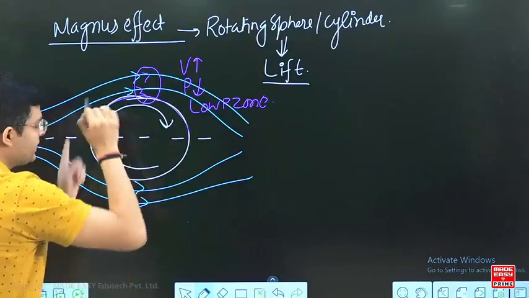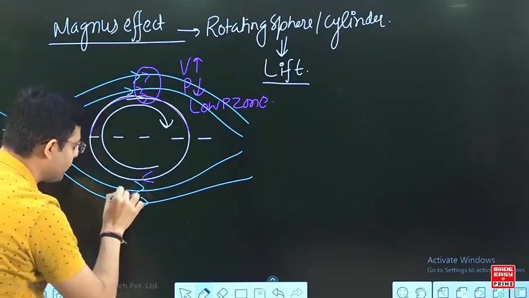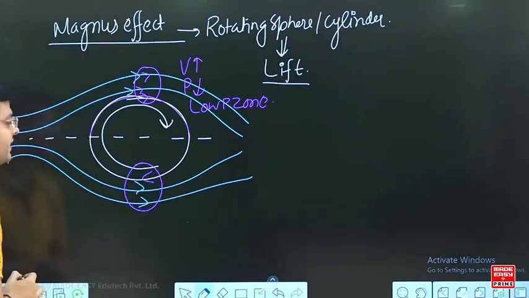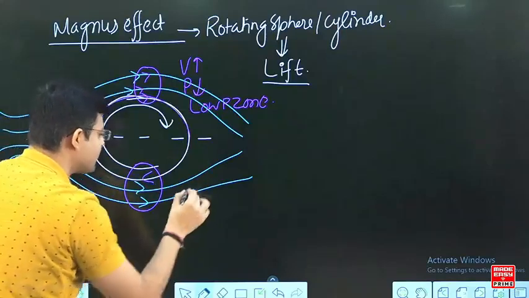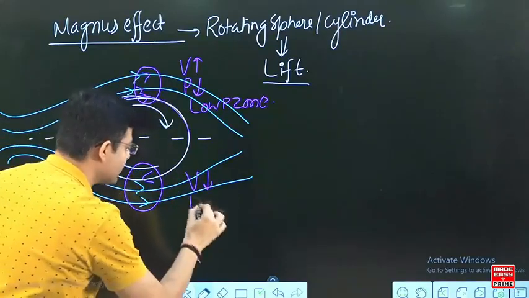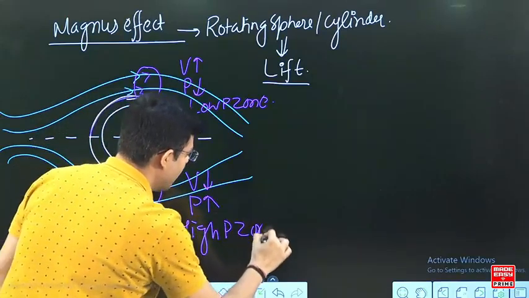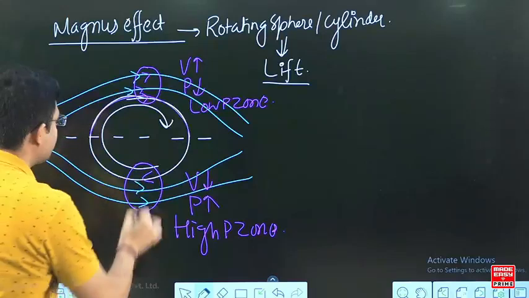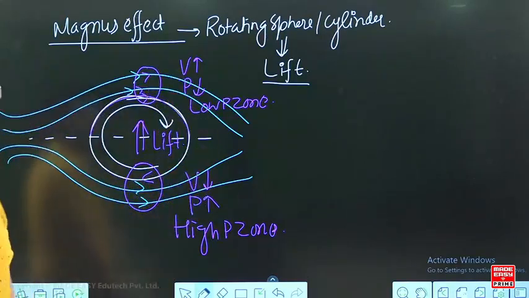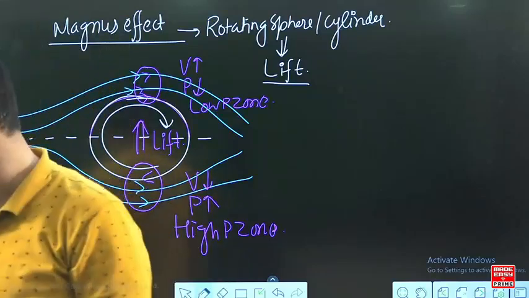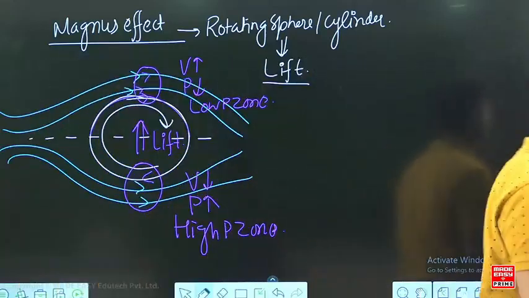Whereas below the ball, if you will see, the ball is rotating like this, so the direction of the motion of the ball is like this, the direction of the fluid flow is like this, so that is in opposite direction. Due to this opposite direction, there will be resistance to the motion of air, and due to this resistance, the velocity is going to be lesser, pressure is going to be higher, and hence a high pressure zone is there below the ball. And due to this pressure difference, the ball is going to experience a lift force over it. And this is known as the Magnus effect.